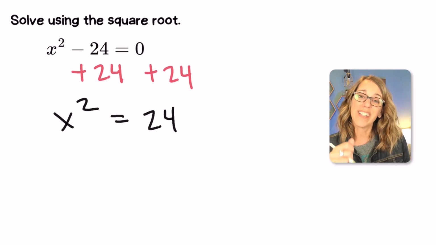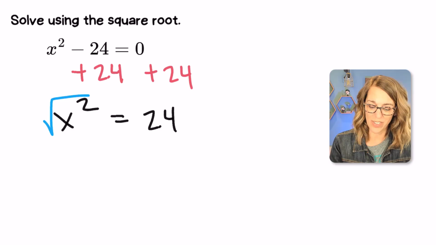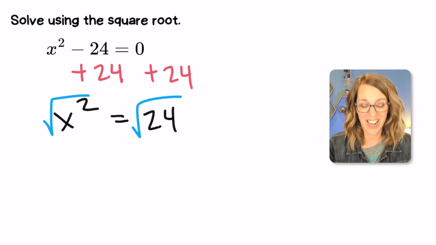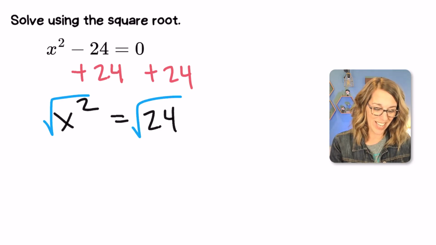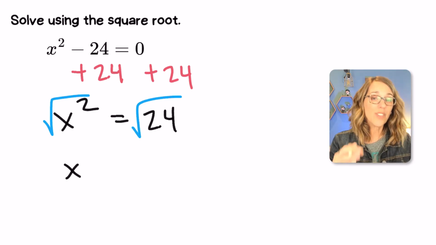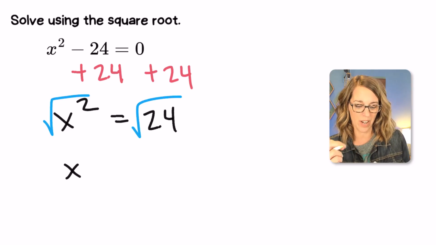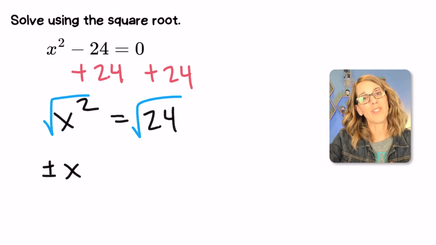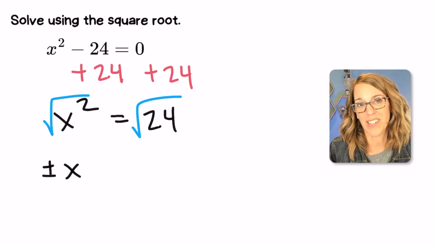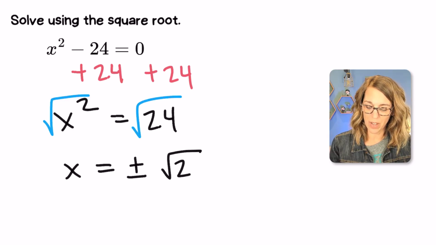Once we're here, we're ready to take a square root on both sides. Whatever we do to one side, square root on the left, we do to the other side, square root on the right. Now the square root of something squared is the something. So on the left-hand side, I get an x, but the x could have been positive or negative, right? Positive x or negative x squared are both x squared. So technically, the plus or minus lives on the left-hand side, but in order to get my two solutions, I want to move that plus or minus over to the right-hand side. So I'm going to put the plus or minus on the other side with the square root of 24.